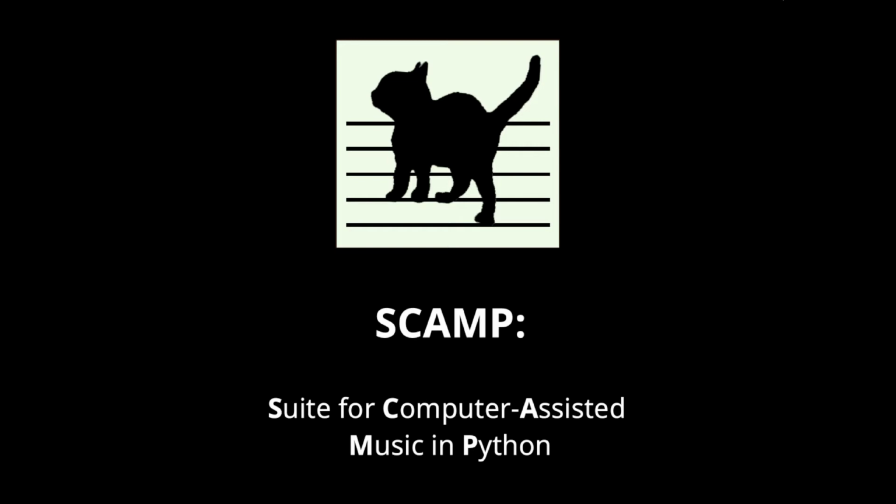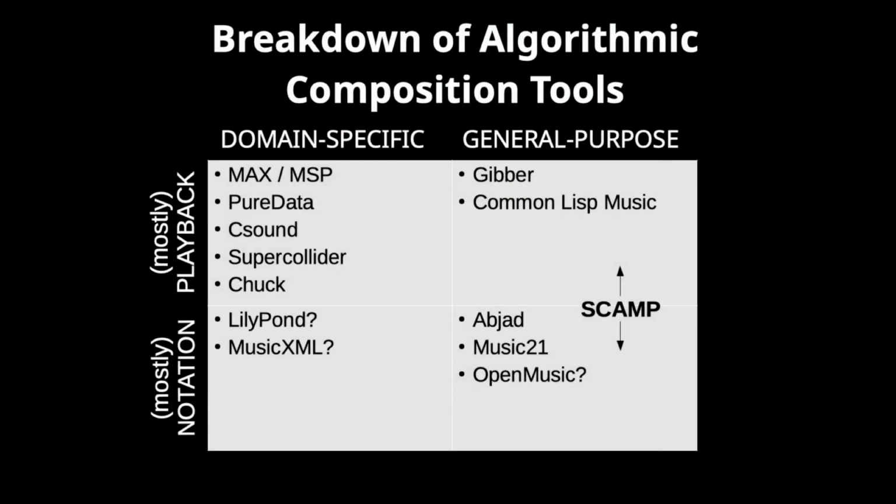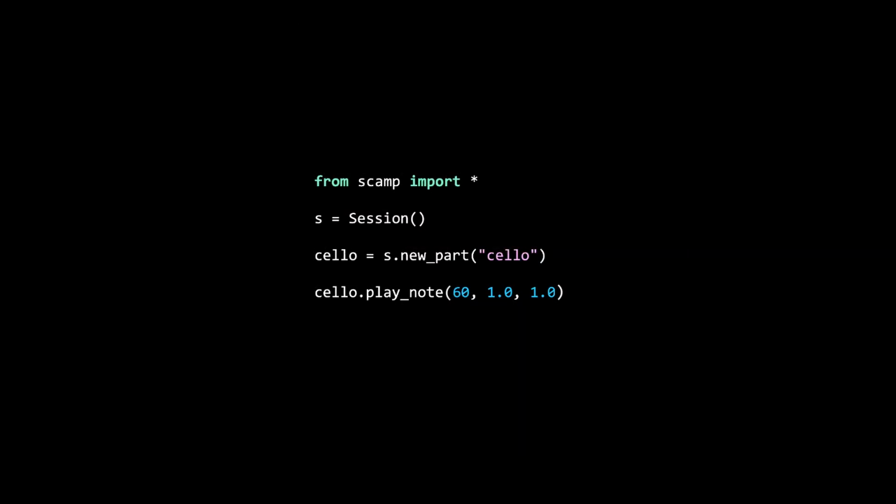Hi, I'm going to demonstrate how to compose music using SCAMP, the suite for computer-assisted music in Python. Most algorithmic composition tools dedicate themselves either mostly to sound synthesis or to music notation. The goal of SCAMP is to incorporate both into a single workflow, and to do so in a way that connects the composer to their other resources for playback and notation. In this video, we're going to start with a simple script showing how to play a single note, and gradually build our way up to this.